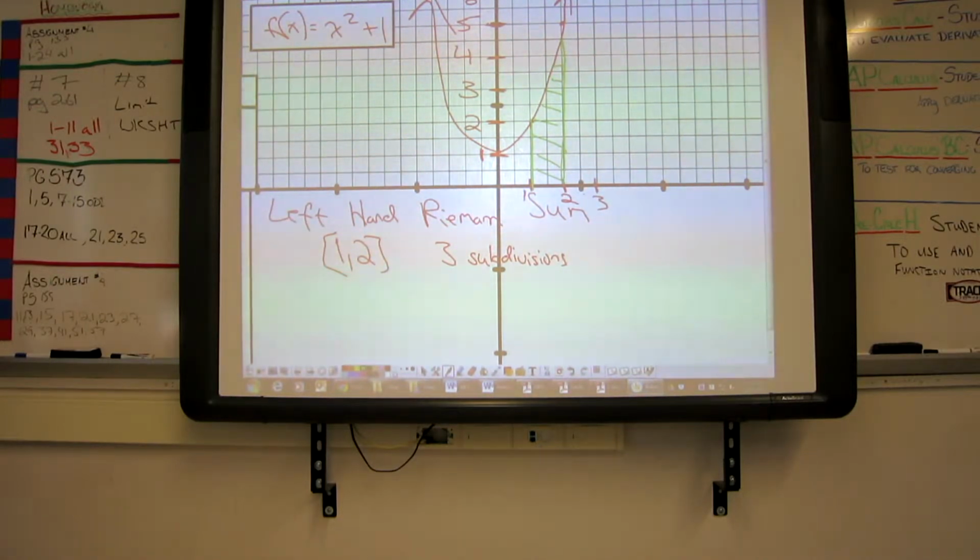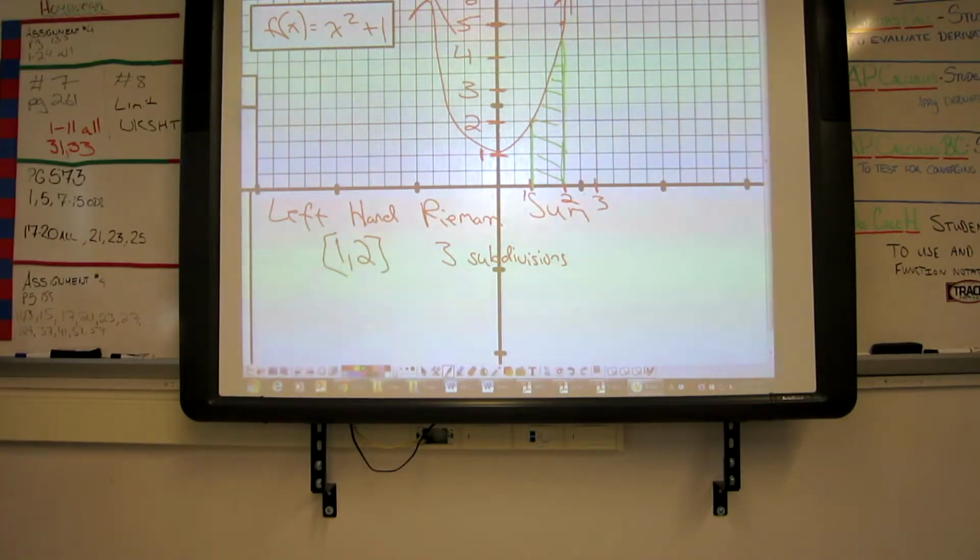But how would I know my accuracy? Should I just use yours? You wanted it left hand. You're going to use 3 subdivisions. You don't even need to draw when I plug it in. But where did we get these from? I want you to think about it. So how do you get the width?